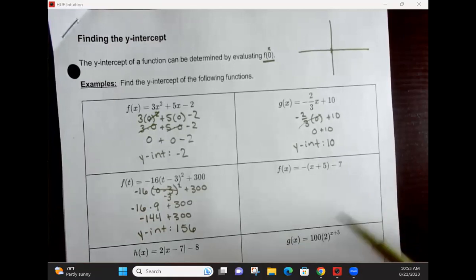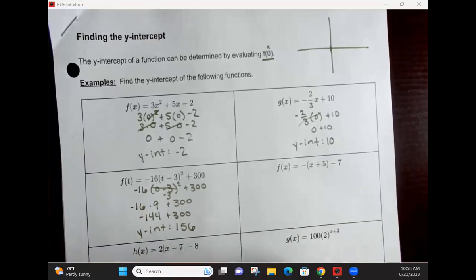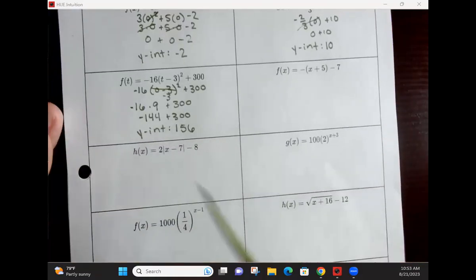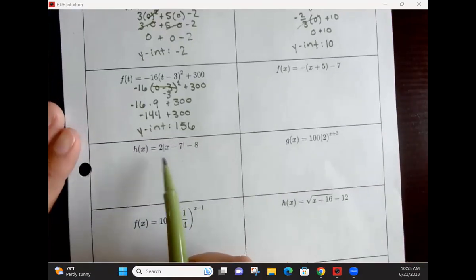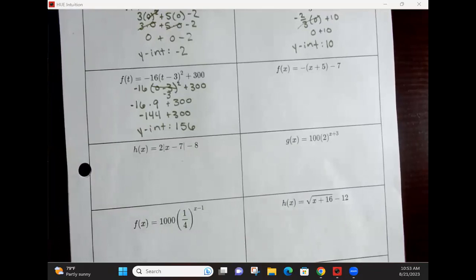I'm going to skip this guy for now and just keep going down my first column. I have an absolute value function here for h of x. I'm going to look at this guy next. Same idea. So we did a couple of quadratic functions. We did a linear function. We're going to look at an absolute value function next.